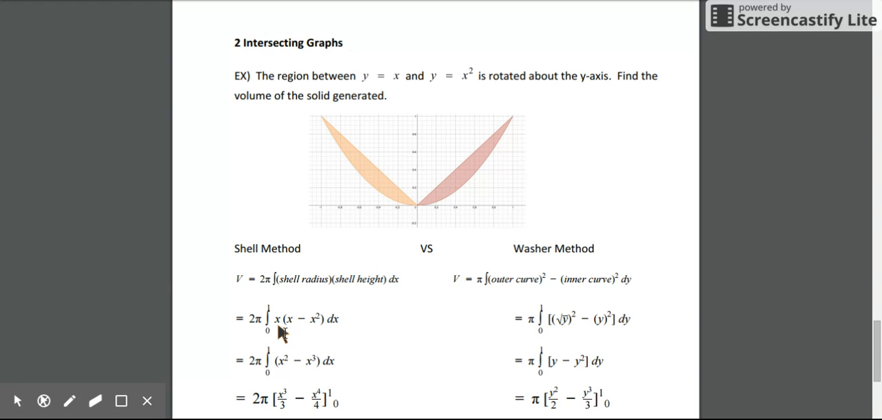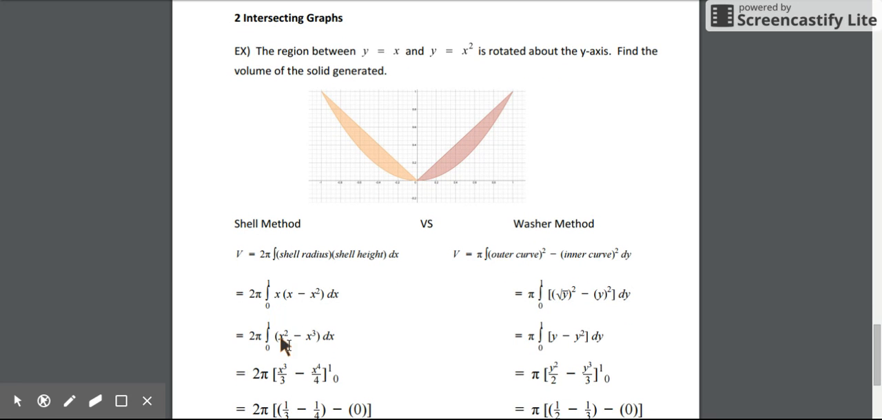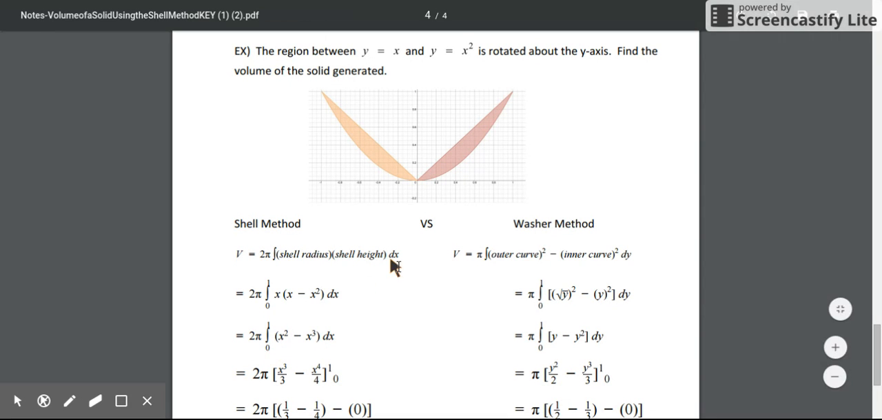From there, we could distribute our x and simplify this. So x times x is x squared, x times negative x squared is negative x cubed. Now we can integrate, and we'll integrate from 0 to 1, being the x intersection points. We're going to find our antiderivative.